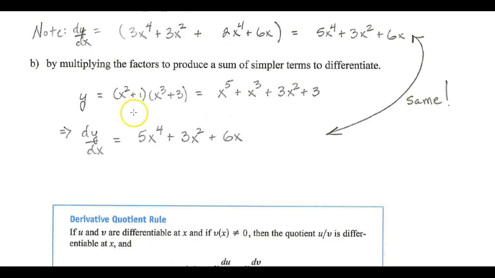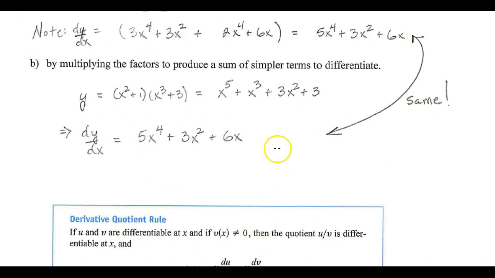And then I could just take the derivative straight out of that by using the sum rule, right? The derivative of a sum of functions is take the derivative of each piece. So the derivative of x to the fifth, power rule is 5x to the fourth. The derivative of x cubed, the power rule is 3x squared. The derivative of 3x squared, the combination of the constant rule and the power rule, but just bring the 2 down. You get 6 times x to the 2 minus 1, 6x. And the derivative of a constant is 0, and you notice these are the same.